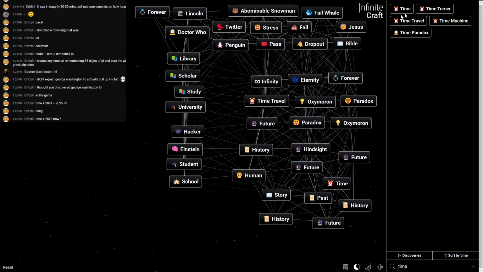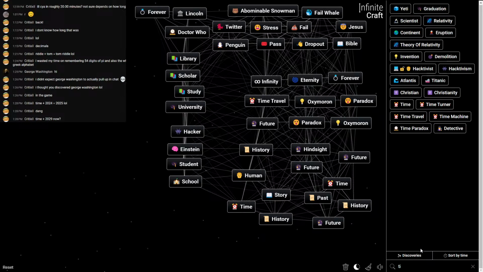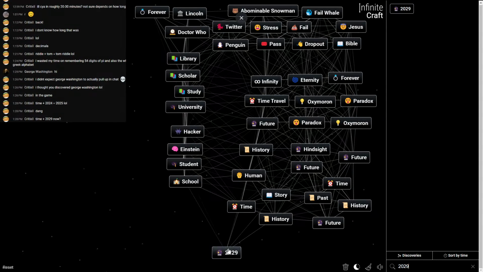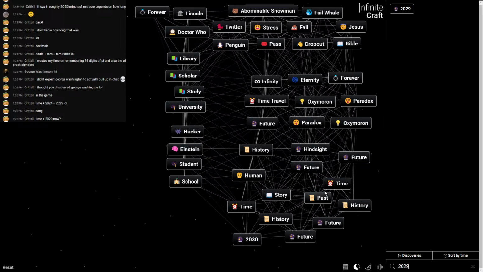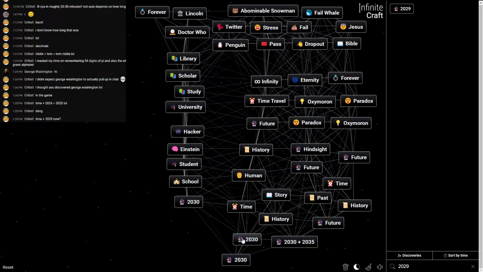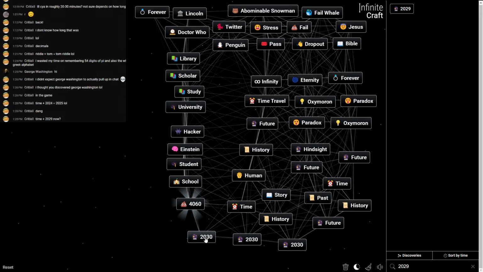Time plus 2029. 2030, and then it just goes to future. Might be able to go further. 2050. That's not right. 2050 plus future should not be giving us 2040. Why are we going down? Interesting. We're just back to summing numbers again.